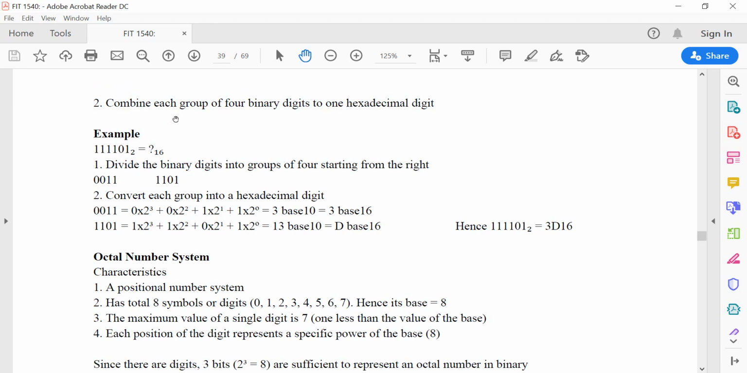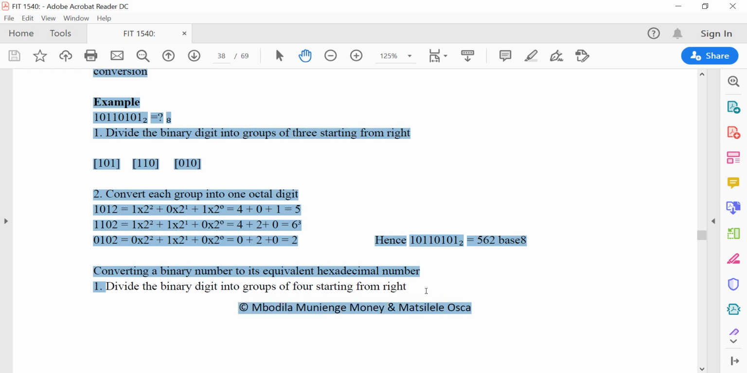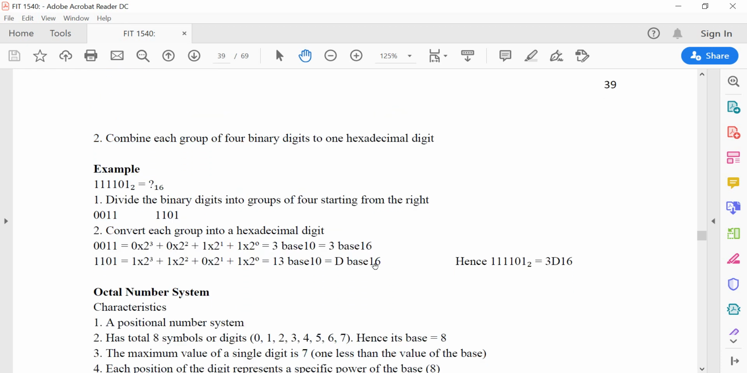Converting a binary number to its equivalent hexadecimal. First, we divide the binary digits into groups of 4, starting from the right. Then secondly, you combine each group of 4 binary digits into 1 hexadecimal digit. It's the same as octal, but the difference is that for hexadecimal, you divide them into groups of 4.